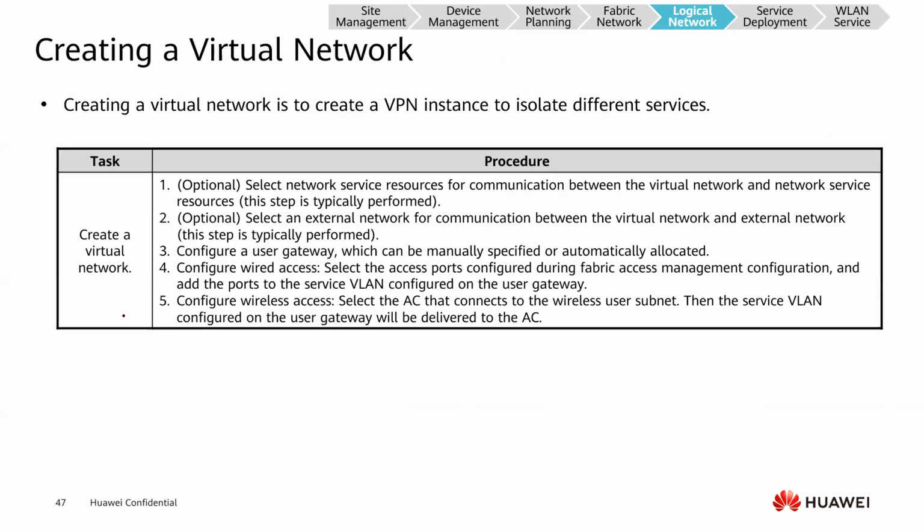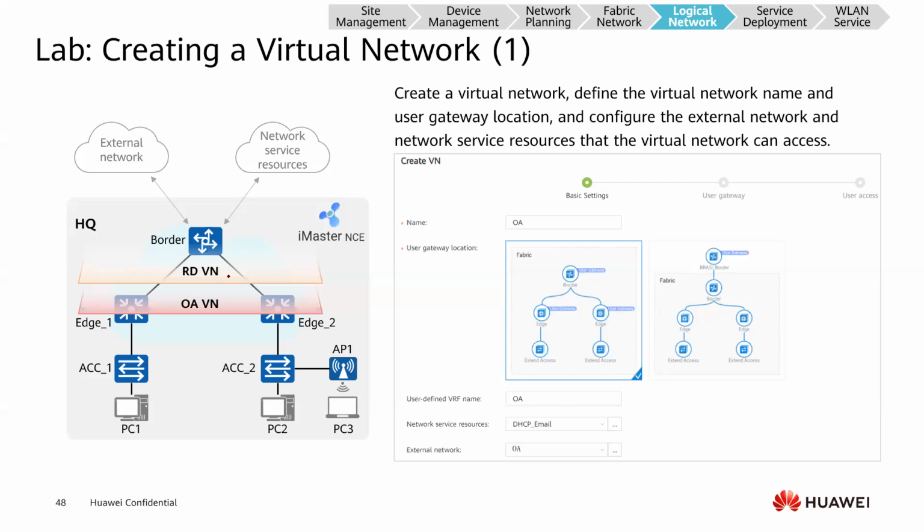So this is the step for you to create a virtual network. First, you need to create a VN, and we need to create two VNs in our experiment. One is for OA, and the other is RD. For the OA, you just change the name to OA, and you need to tell the controller the user's gateway location. In our experiment, the gateway is inside the fabric.